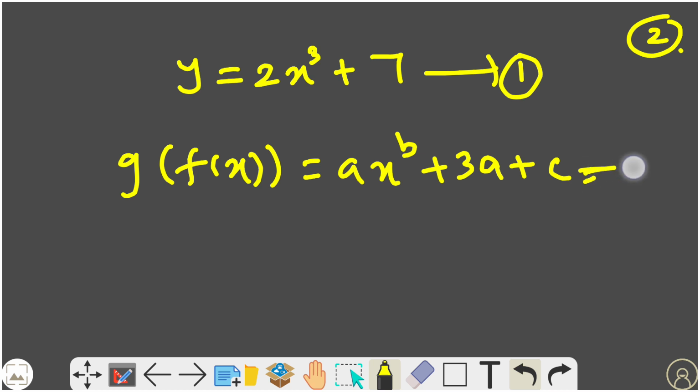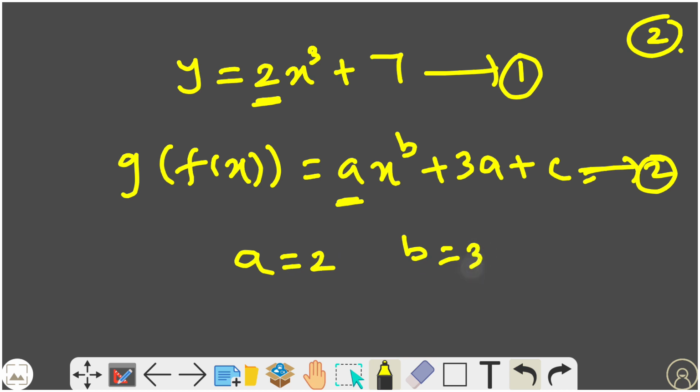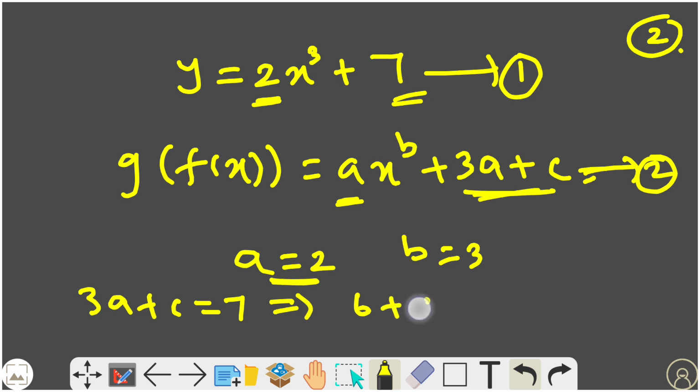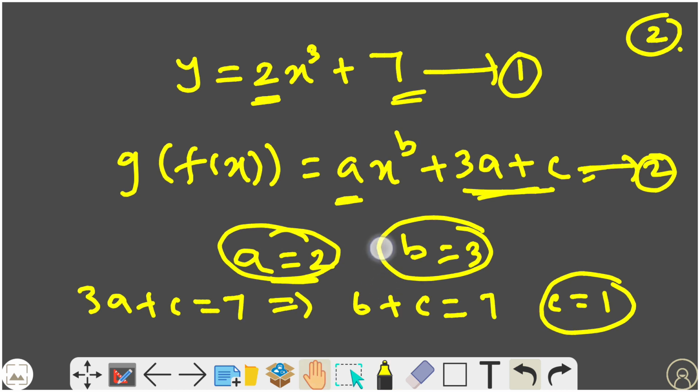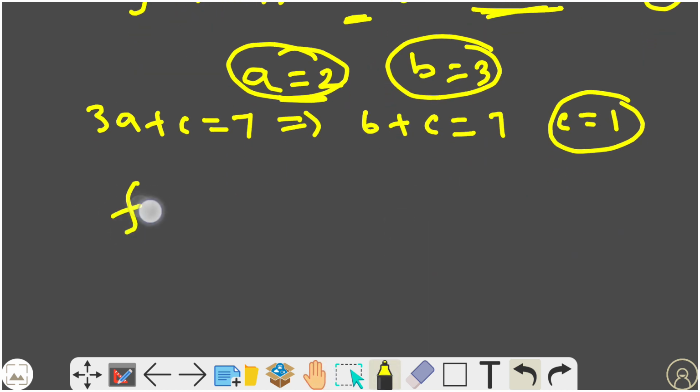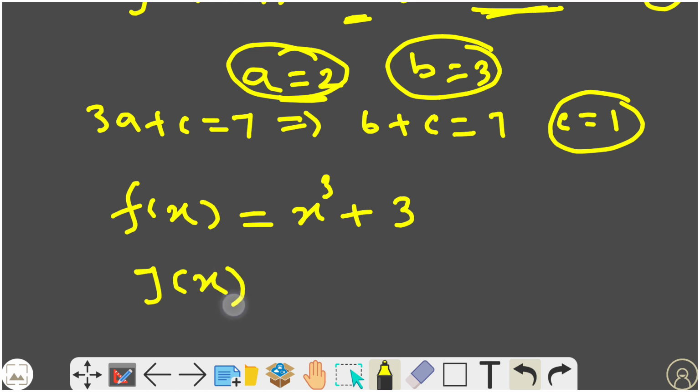These two are equal, we know that. So equating the coefficients, a equal to 2 and power b equal to 3. Next we have to equate the constant part, 3a plus c equal to 7, which implies, instead of a we give 2, so 6 plus c equal to 7, c equal to 1. So c equal to 1, b equal to 3, a equal to 2. Now we have a function f of x, x power b, b replaced by 3, plus 3, and g of x is another function, that is ax plus c. So a replaced by 2, 2x plus 1.